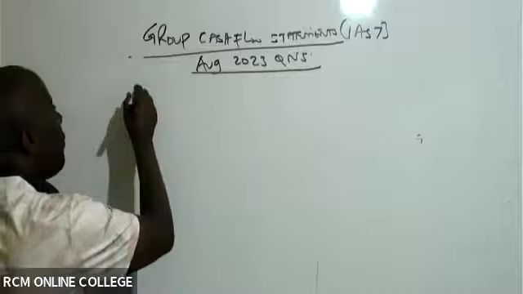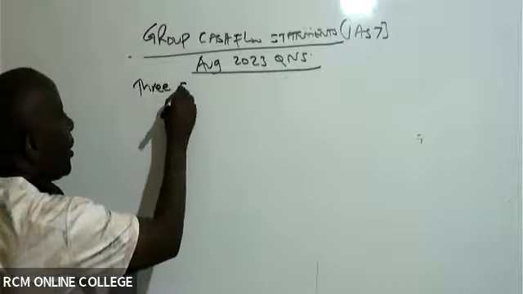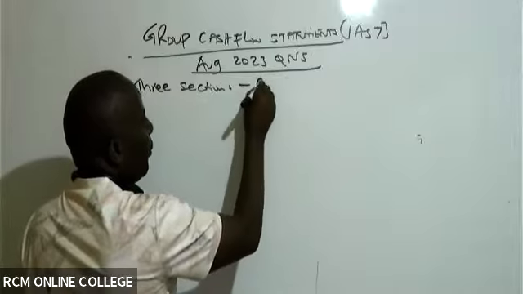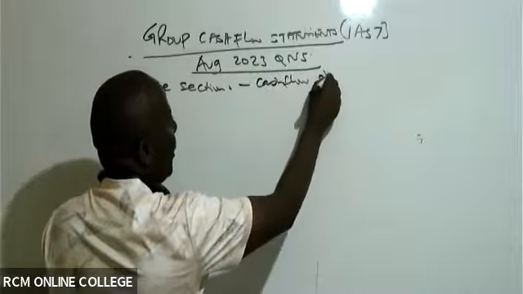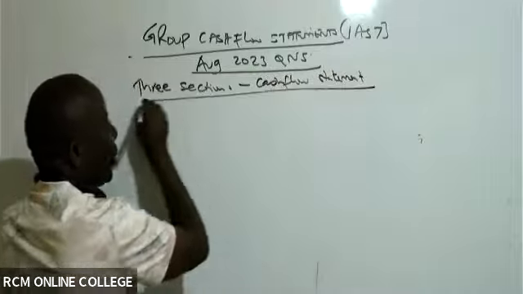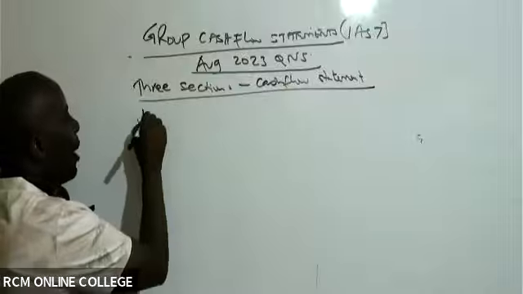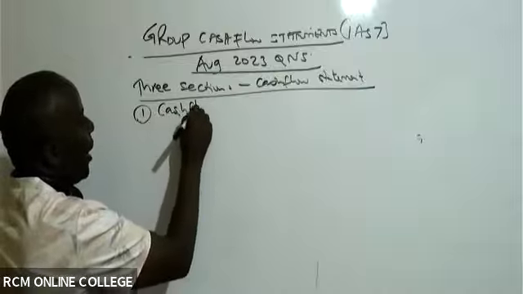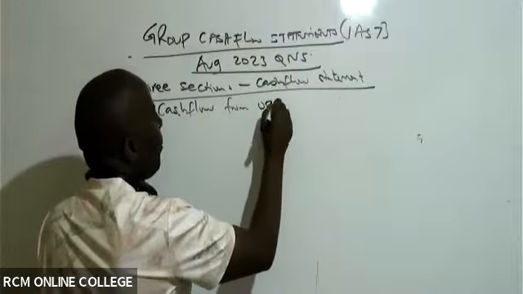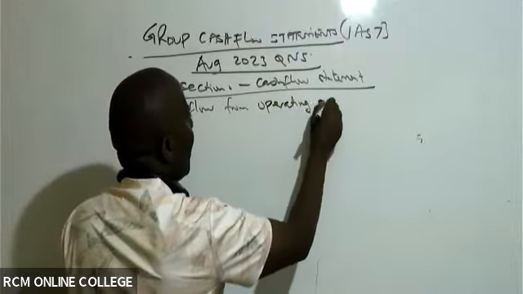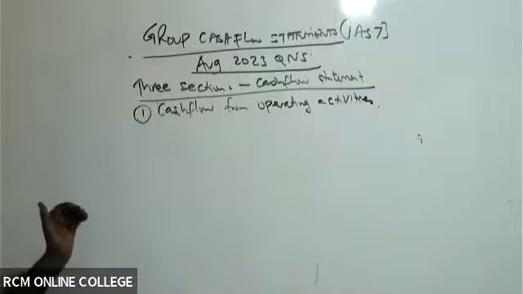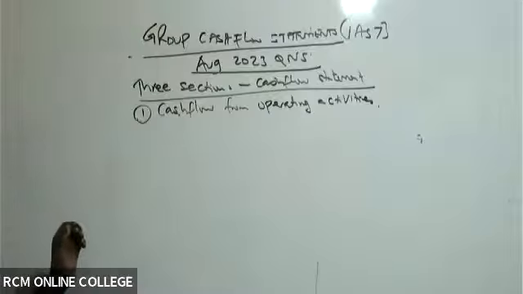So we will basically have 3 sections. Regardless of the method you're going to use, you shall always have 3 sections in this cash flow statement. Which sections are these? Number 1, we have cash flow from operating activities. That's number 1. Regardless of whether you're doing this using the direct or indirect method, we shall have cash flow from operating activities.